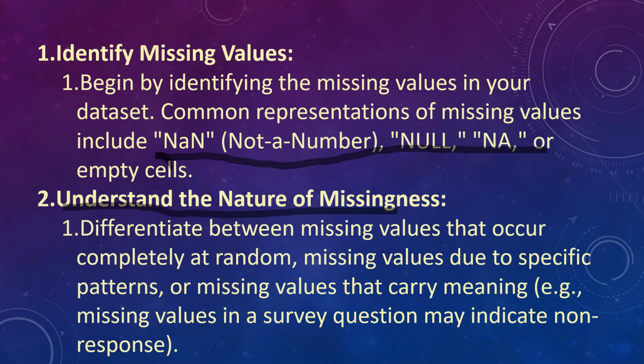And the second point is understanding the nature of missingness. What is the definition? Differentiate between missing values that occur completely at random and missing values due to specific patterns. For example, a missing value in a survey question may indicate non-response. Analyzing the nature of missing values helps address several concerns caused by incomplete data. Cases with missing values may be systematically different from cases without missing values, so results can be misleading.